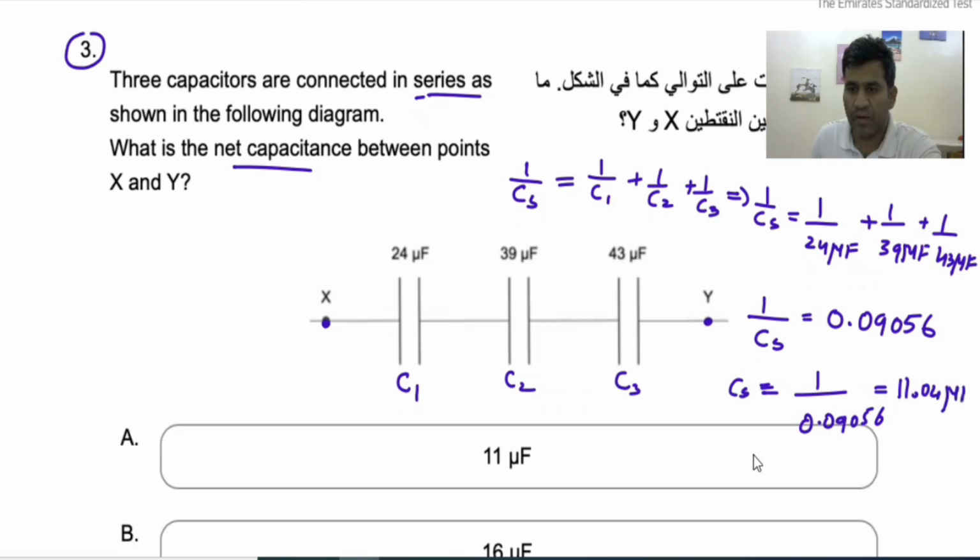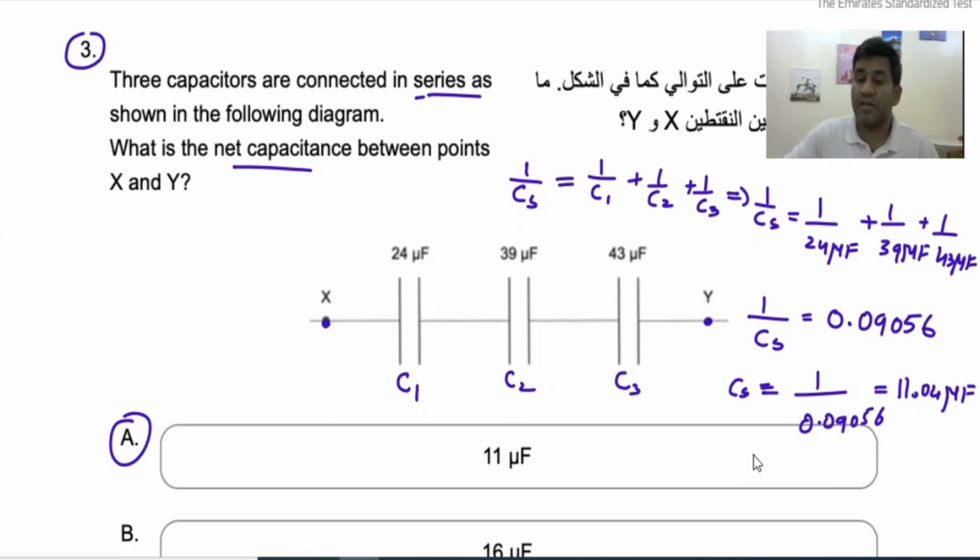So that will be written as 11.04 microfarad. No need to write the unit, micro, 10 to the power negative 6, every time, because all the capacitances will have the same. So this is equivalent to 11.04 microfarad, and our answer matches with option A. So this is how you calculate when the capacitors are connected in series.